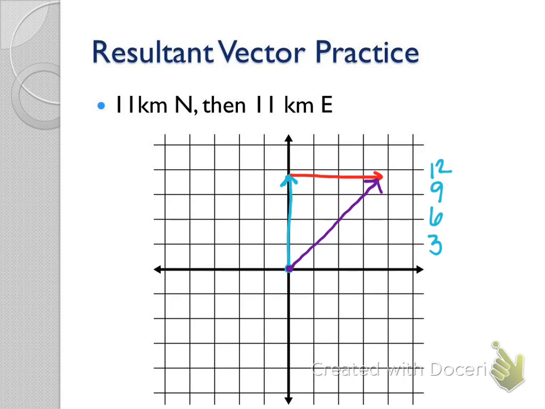Good. If this side is 11 kilometers and this side is 11 kilometers, does that mean the resultant vector is 22 kilometers away? No. How do we solve for the resultant displacement? A squared plus B squared. Solve that Pythagorean theorem for me and find our resultant vector.